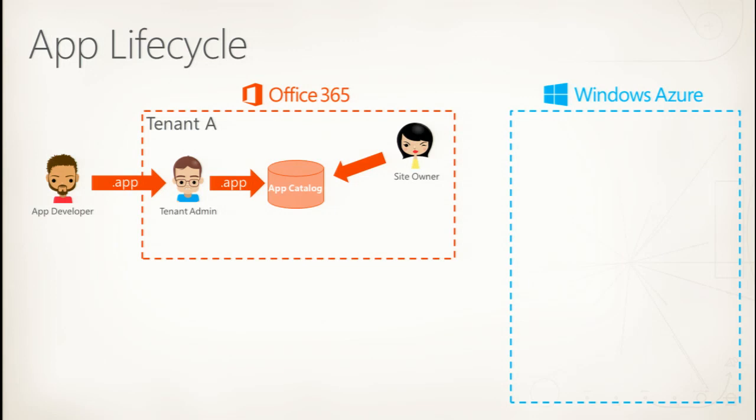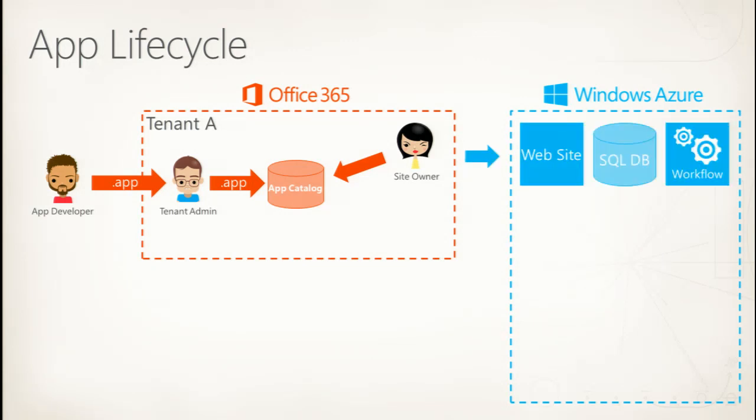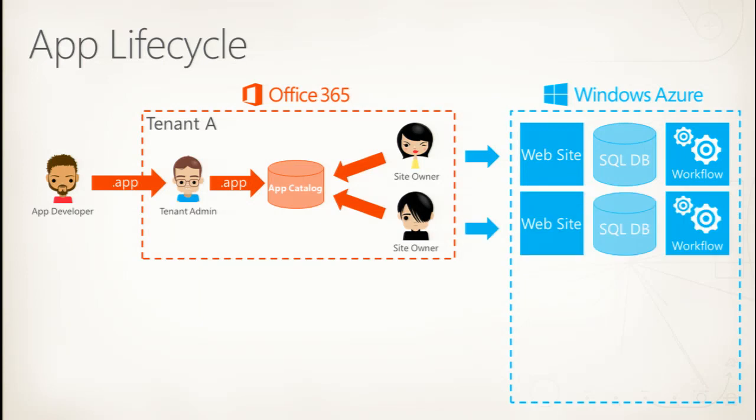A site owner sees that. That's an available app for them. Once they deploy that app into their site, it provisions the website. It provisions a SQL database for that instance. It also provisions any workflows that they've got for that instance as well. If I've got a second site owner and they provision it, it also does the website, the database, and a workflow scenario as well. So that's the value that you get with this auto-hosted app model. It basically creates its own instance for each of these tenants that are running.